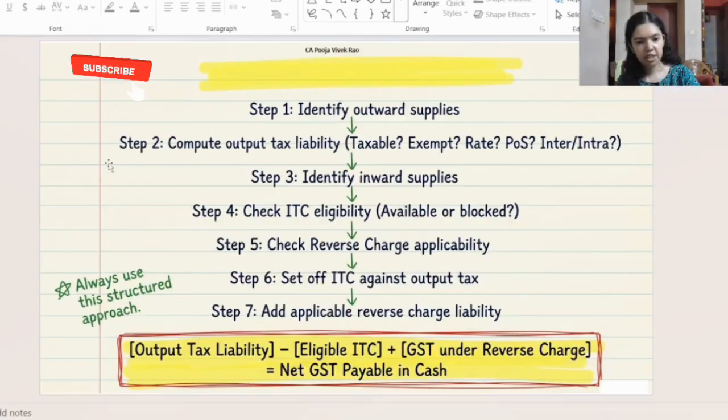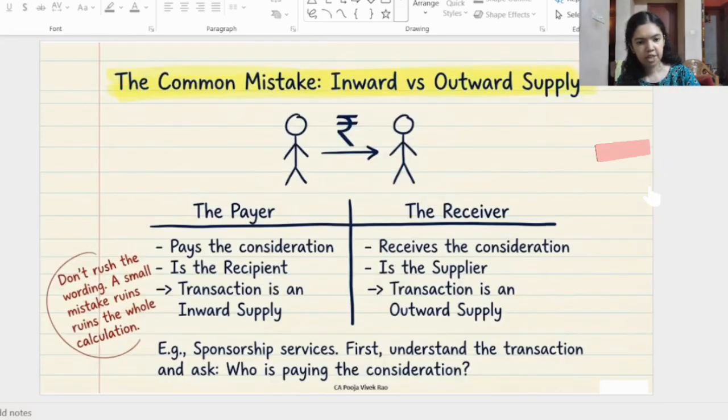So in simple terms, the computation will be as follows. Output tax liability less eligible ITC plus GST payable under reverse charge is equal to net GST payable in cash. So this structured approach is specifically highlighted in the session. So next very important thing was discussed in this session.